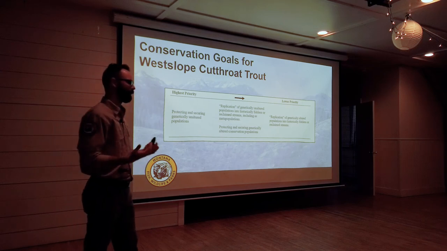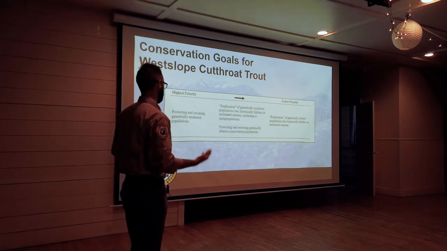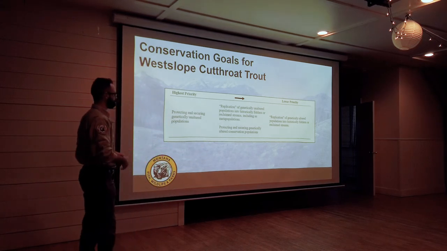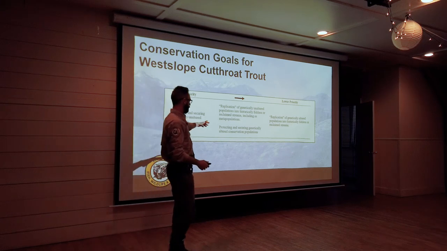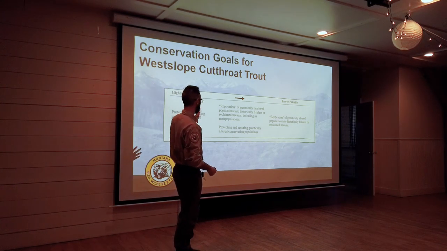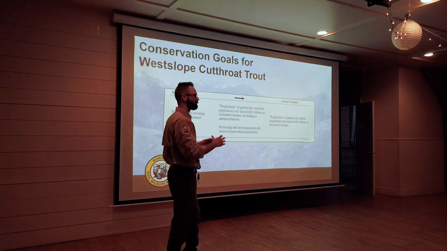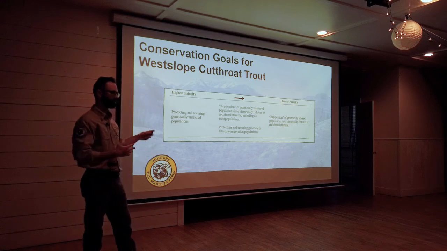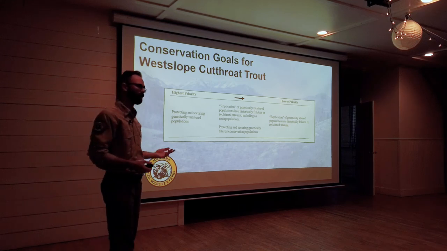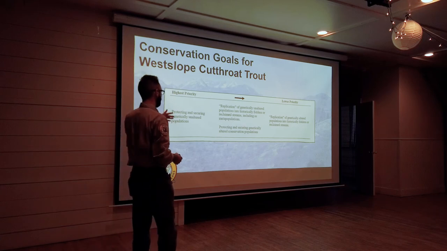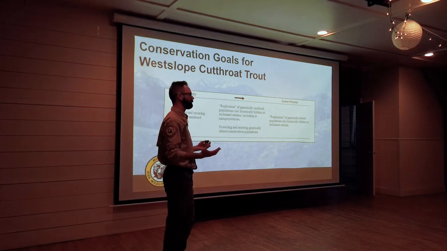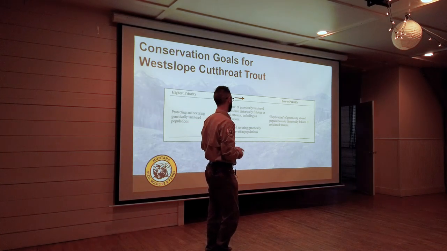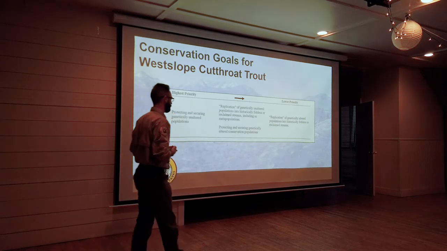They represent that aboriginal, what was here 200 years ago, the best from a genetic standpoint. Our next highest priority would be replication of those genetically unaltered populations, to make sure they're redundant on the landscape. They're often isolated in these small populations, so we don't lose them to stochastic events. And then on that same tier is to protect and secure our genetically altered conservation populations. And at the lower end of the priority would be replication of those genetically altered populations.